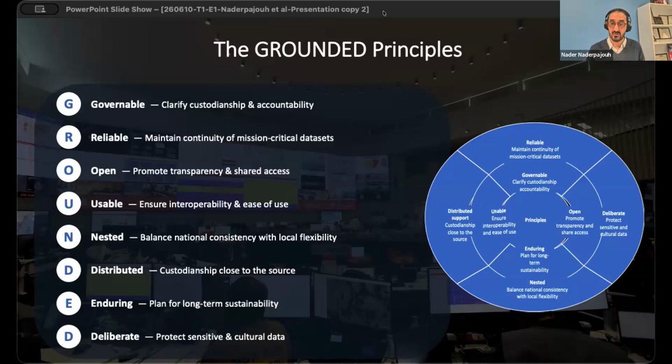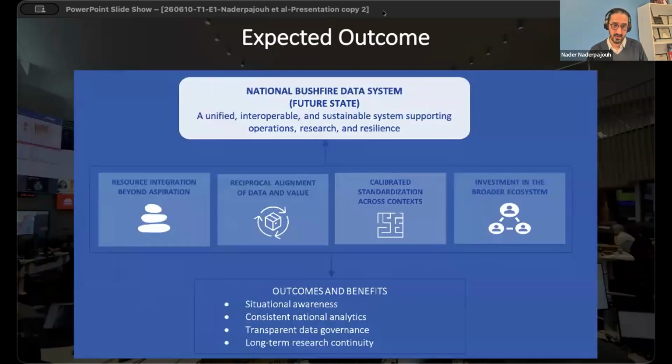We should plan for long-term sustainability of such a database. This is a challenge that some of the existing custodians of the databases are raising, that, for example, the funding would have a limited timeline in it. And we need to make sure that the databases are deliberate. They protect sensitive, cultural, indigenous data appropriate to the context that they are dealing with.